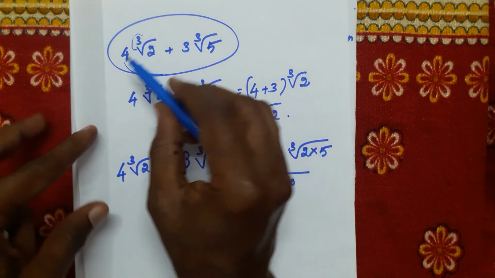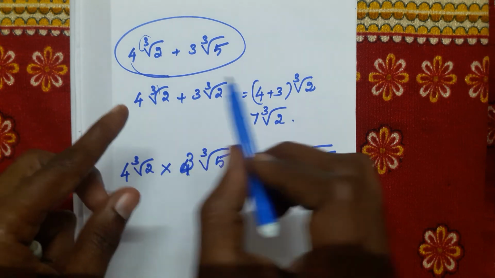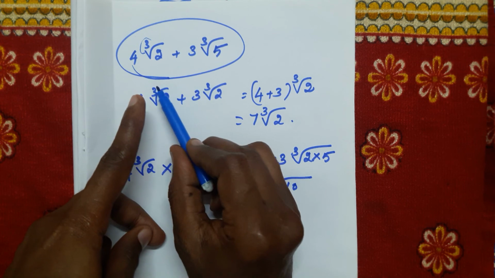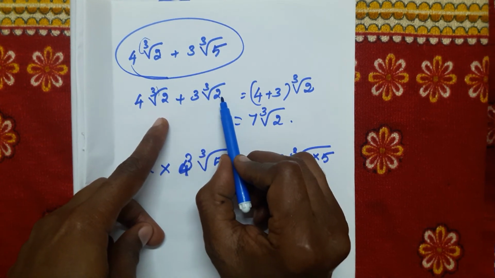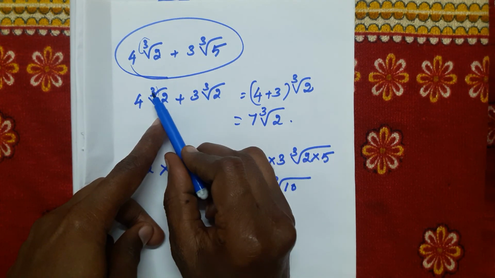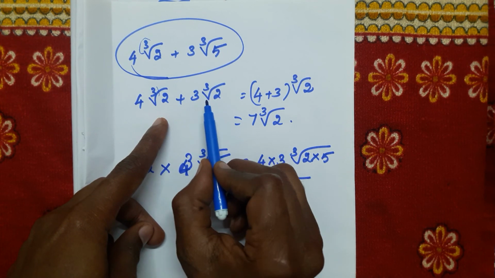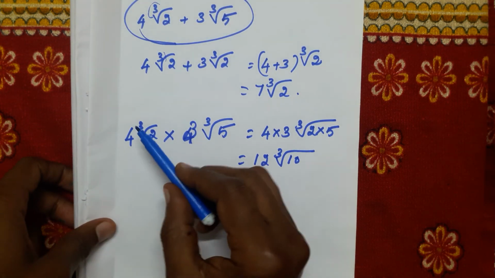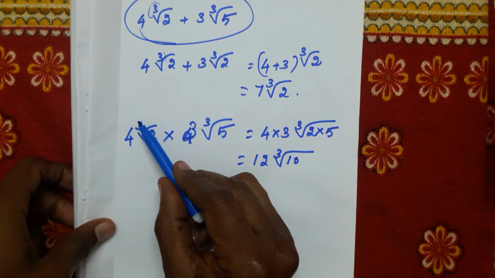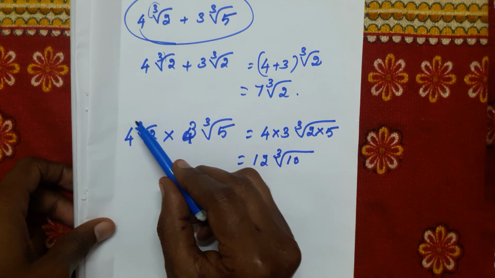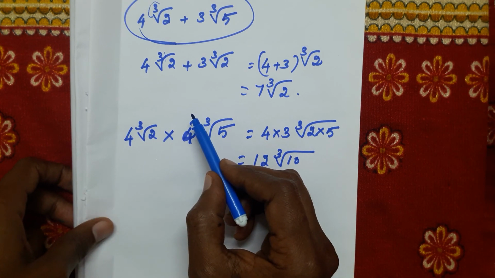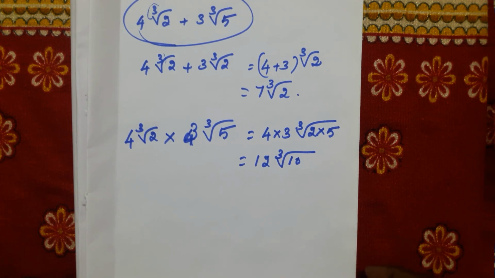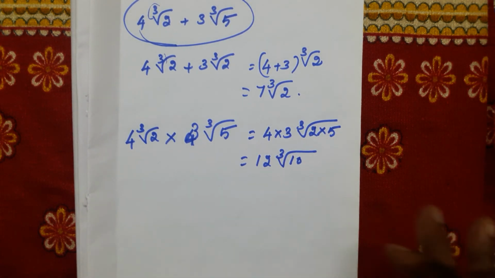Can you understand that? Where we have to add or subtract, the order as well as the radicand should be equal. If the order and radicand are equal, only then can we add or subtract. But if we have to multiply or divide, only the order should be equal. Have you all understood this? Please learn these properties, laws, everything.